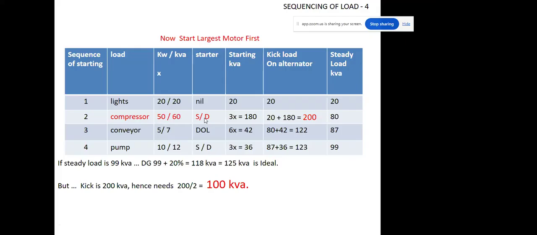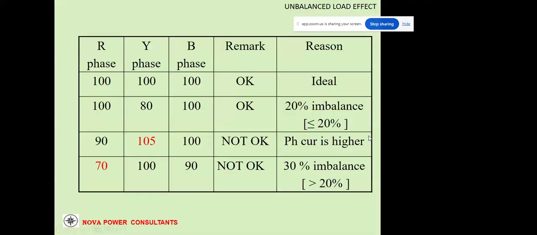Nowadays, instead of star delta starter, we use soft starter. There, the starting demand is reduced to 1.5 times only, not 3 times. So the size of the DG set is still reduced, and we get the advantage over that. So this is the importance of starting.